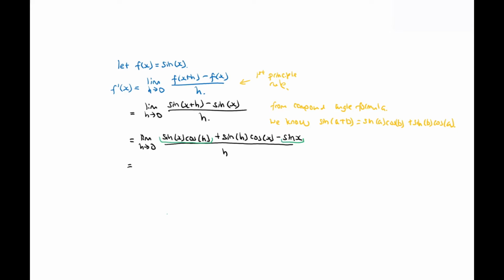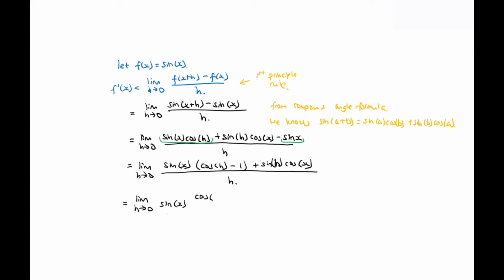Now we can group the sine x together. So let's take the sine x cos h and the sine x. That's basically the limit as h approaches 0 of sine x times cos h minus 1, plus sine h times cos x, all divided by h. Now this is a limit, so we can split this into two limits, and that is a property of limits. So let's split that into two limits here, times sine h divided by h, and that's by the limit rule. Right, so now we have to evaluate this.